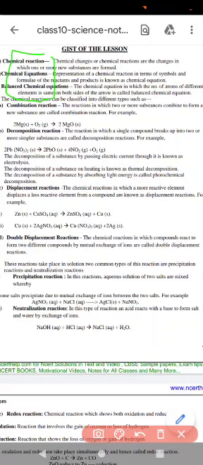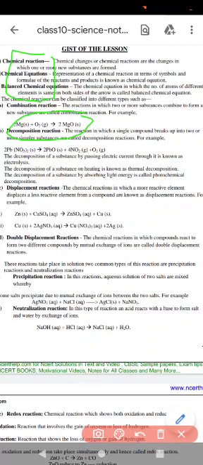In this type of reaction, you can see Mg plus O2 gives MgO. Another example, you can take C plus O2 gives CO2, CaO plus H2O gives Ca(OH)2. So all these are simple examples and you can learn from them. Okay. Another one is decomposition reaction.